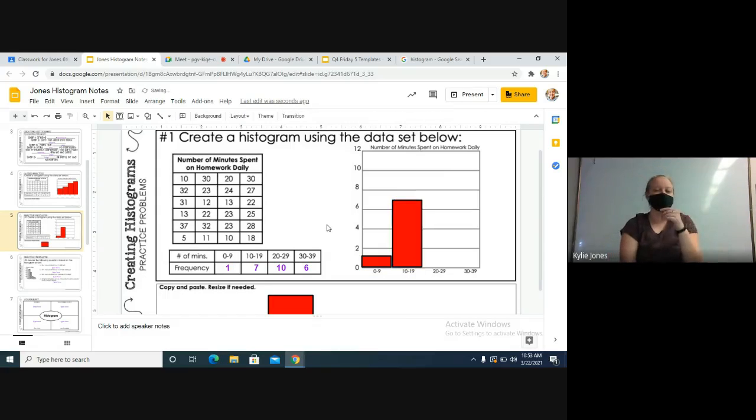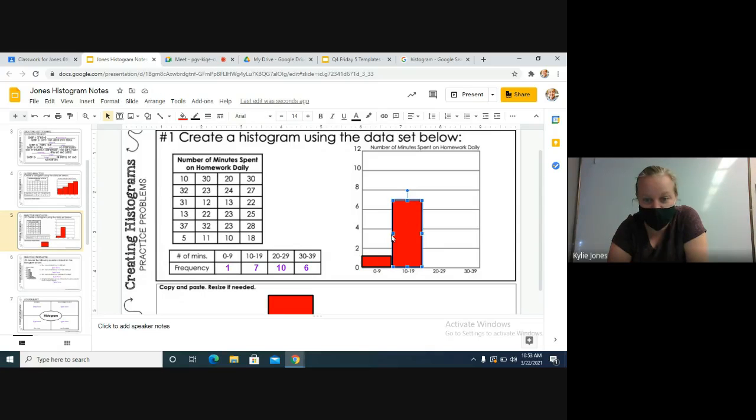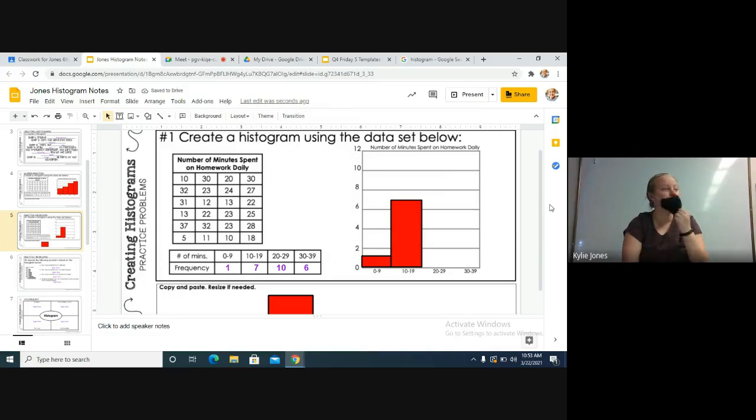And try to just make them as, oh, mine's not touching. Ooh, it's not touching. Make sure they're touching. There we go. Remember, it's a histogram if your bars are touching. It's a bar graph if they're not touching. The bars have to be touching.